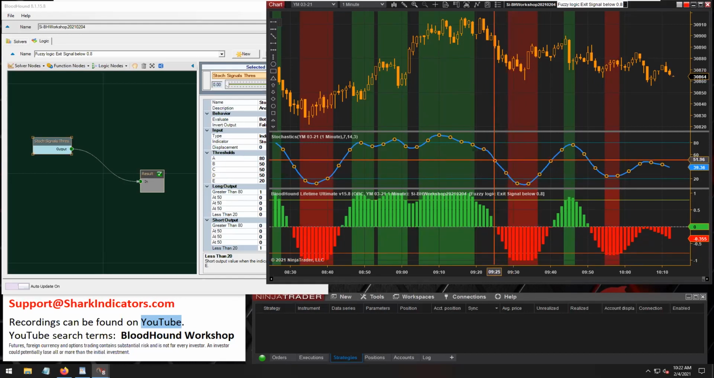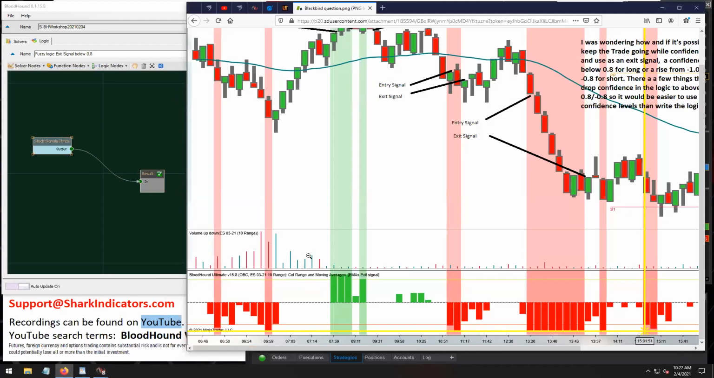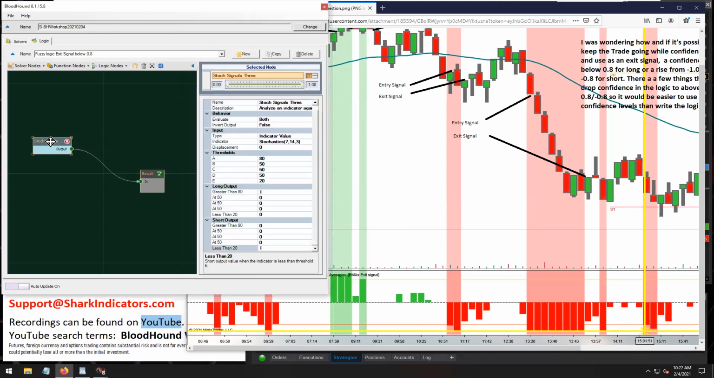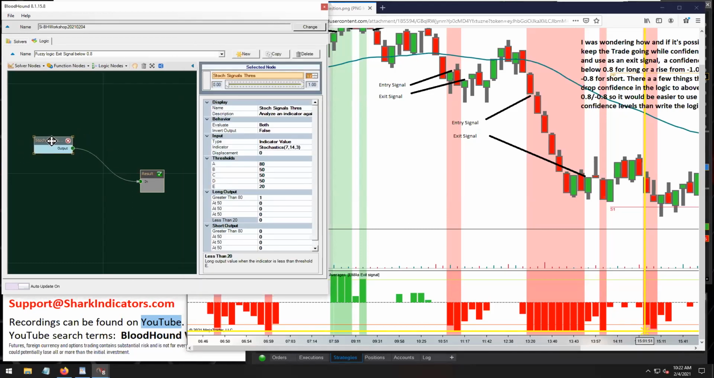But as we can see, as the stochastic goes from 50 down to 20, the output increases as well for the short side, right? And of course, the opposite for the long side here. So basically I just created myself a quick signal source to work with so I can build exit signals, right? The first part of building these exit signals is you need the entire logic for your entry signals to build your exit signals, right?